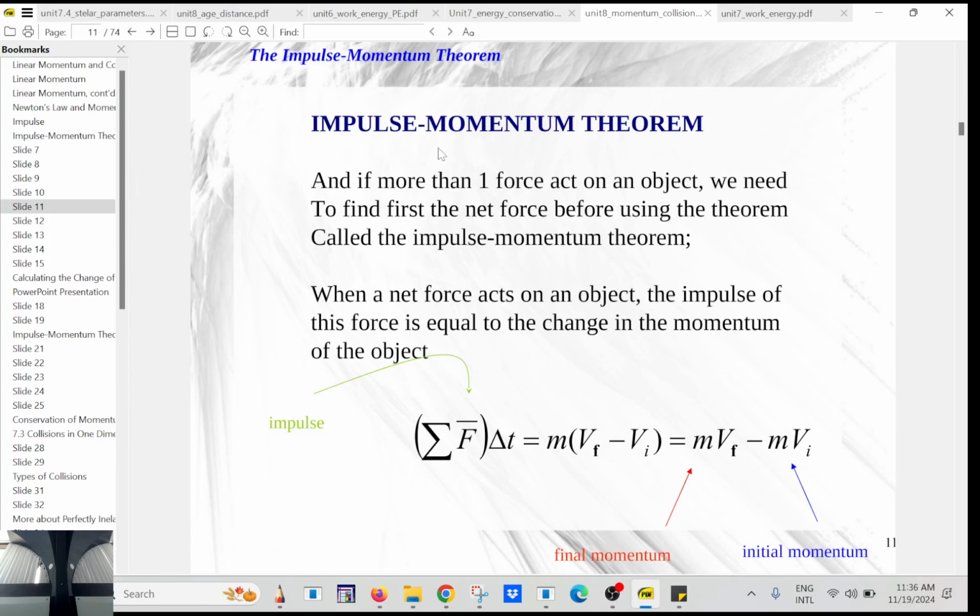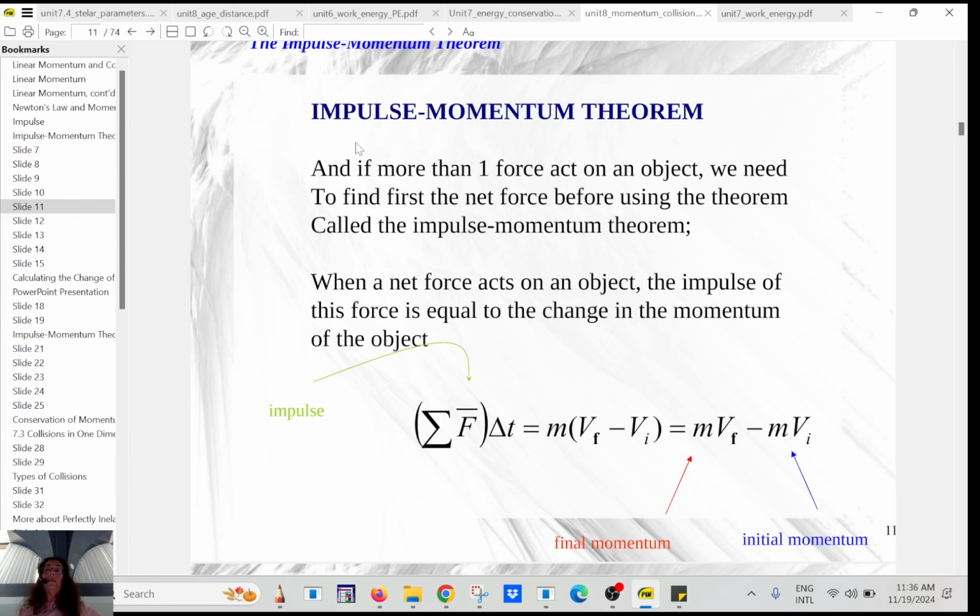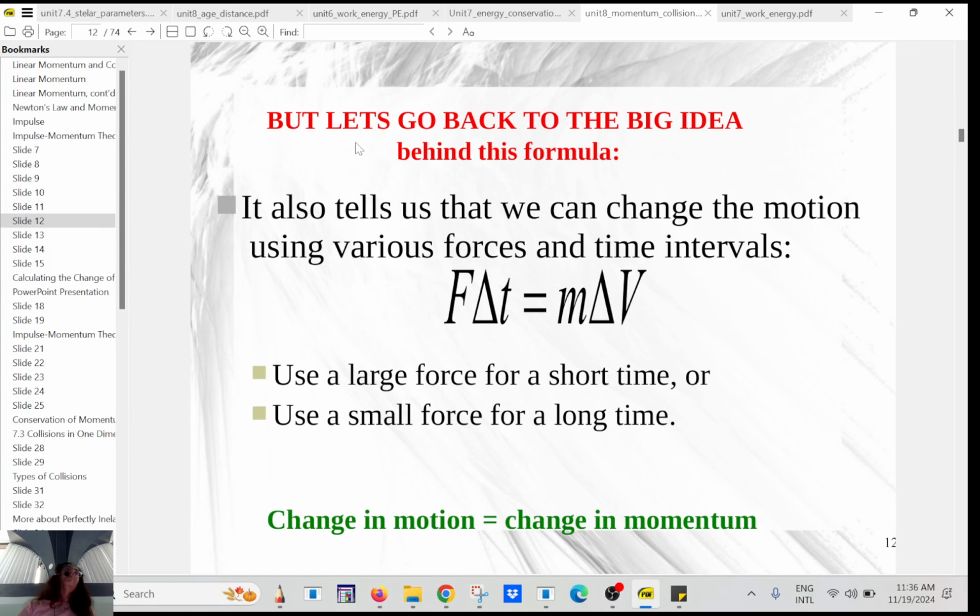So this is called the impulse momentum theorem. It says that the net force, the sum of all the forces, has to be average. So the net average force times the time equals the change in momentum. This is called the impulse momentum theorem. So it means if there is a force over a time, the momentum will change. If there is a change in momentum, there will be a force.